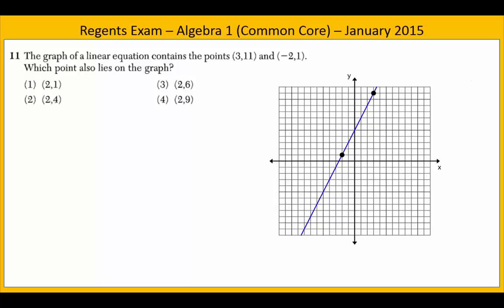Take a look at the given choices. Which point is on the line? This one right here, (2, 9). And so (2, 9) is also on the graph. There are other options we could do.